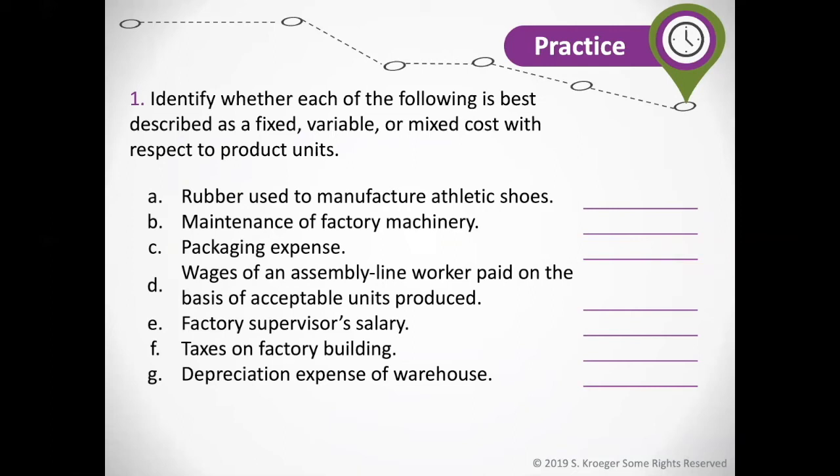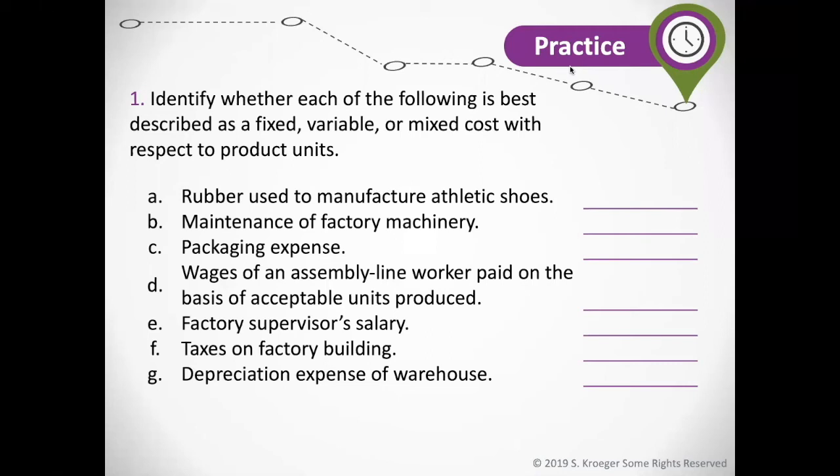Number 1, identify whether each of the following is best described as a fixed, variable, or mixed cost. In this example, it looks like we're making sporting equipment. A, rubber used to manufacture athletic shoes.